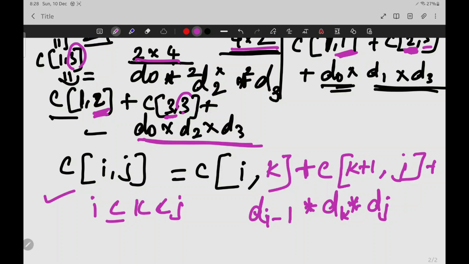So in the next video we shall take one chained matrix problem and solve it using this formula. Okay, thank you.